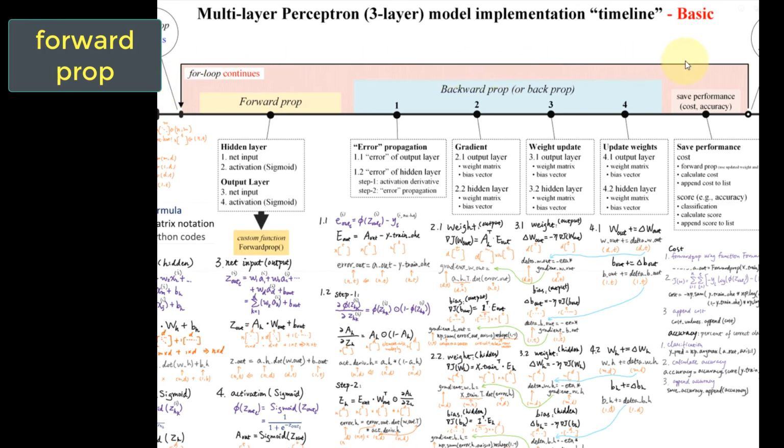This is the complete view of the timeline within the for loop. Now the first part is the forward prop. It has 4 steps. The overall flow of forward prop is to first go through the hidden layer, finish 2 steps, and then proceed to the output layer, finish the other 2 steps. The first step is to calculate the net input z for the hidden layer.